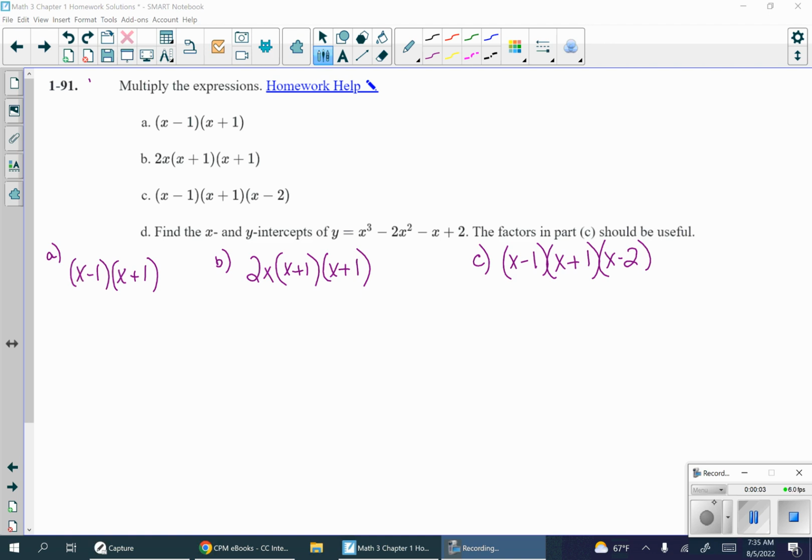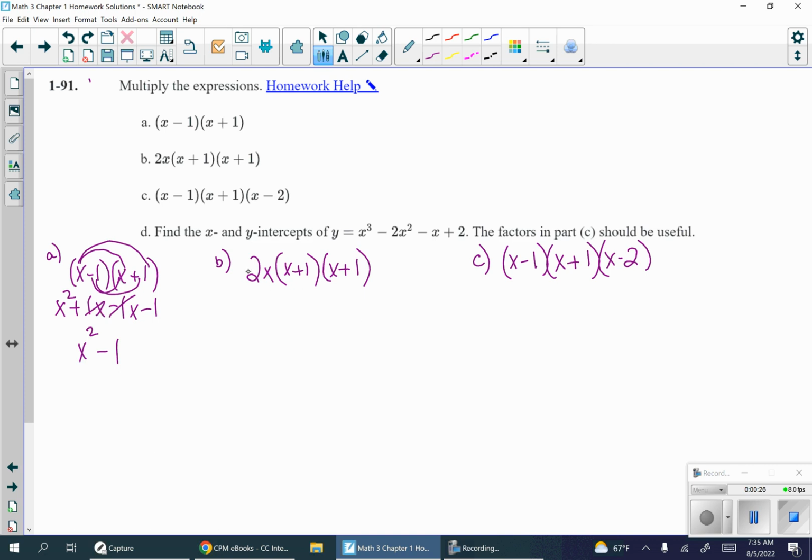CPM Math 3, Problem 1-91. We are being asked to multiply some expressions here. So for part A, you can either use an area model or the distributive property. It does not matter. I'm just going to simply use the distributive property, plus 1x minus 1x minus 1. That simplifies. These guys cancel each other to x squared minus 1.